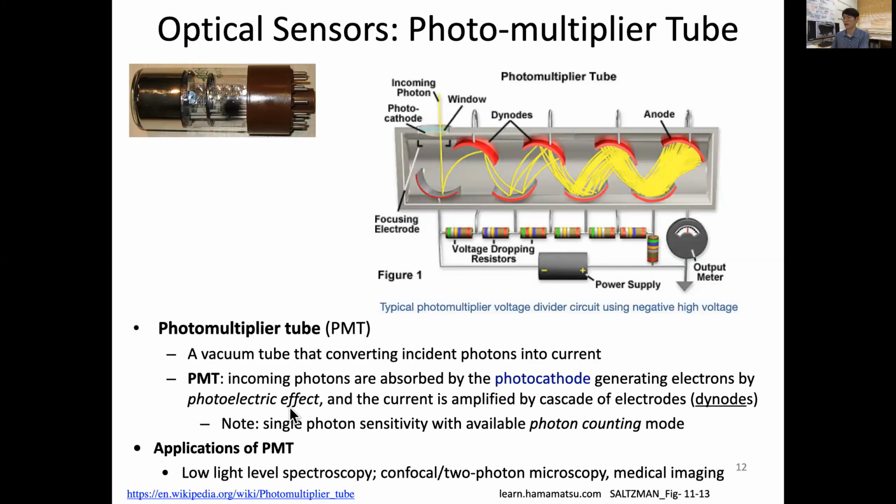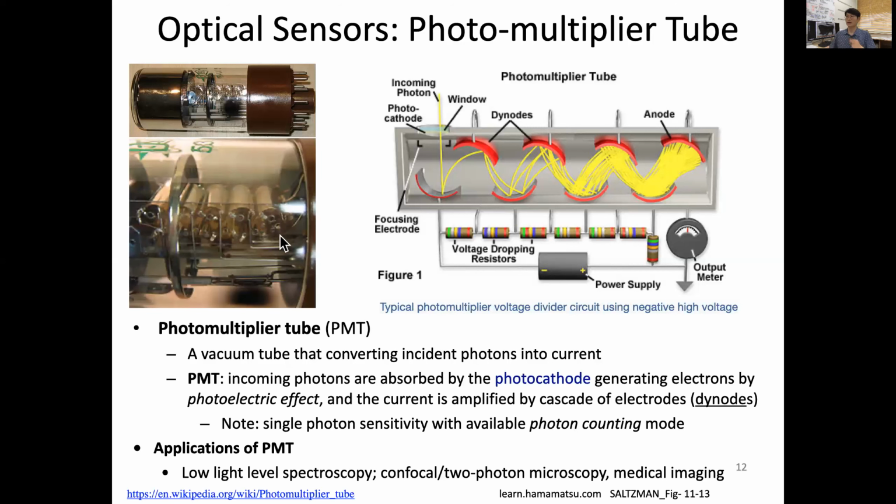Okay, so I just want to have an expanded picture of this. You can see these are the dynodes. Can you see? That's similar.